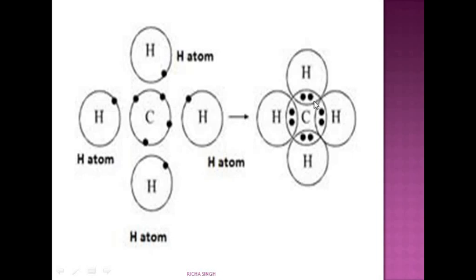Carbon is sharing electrons with 4 hydrogen atoms. So in total it will complete its octet, having 8 electrons. And each hydrogen is sharing 1 with carbon and has 1 of its own. So it will complete its duplet. So the formula will come out to be CH4. 1 atom of carbon and 4 atoms of hydrogen, CH4, that is methane.